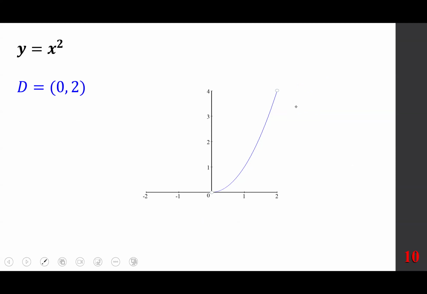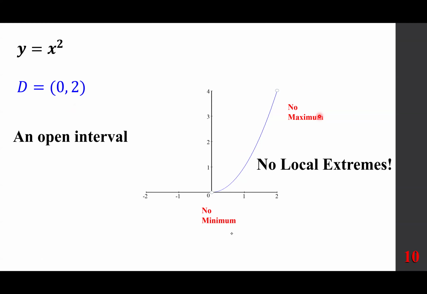Now let's make it completely open on both sides. So this is an open interval. So the endpoints are not included. So we have absolutely nothing, which means no minimum, no maximum, no local extremes, nothing.